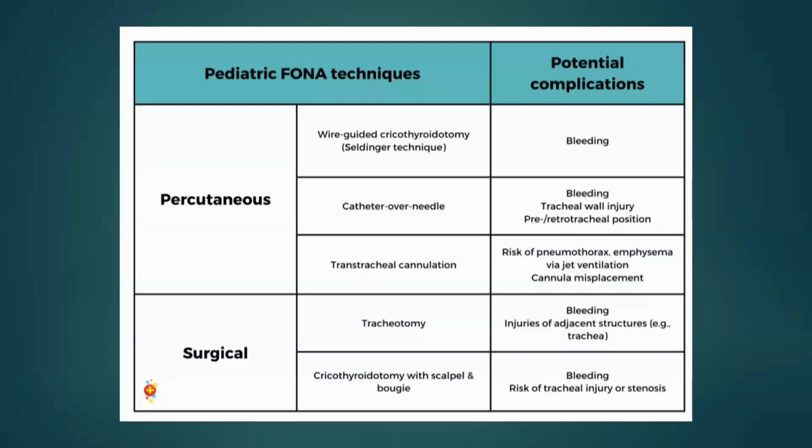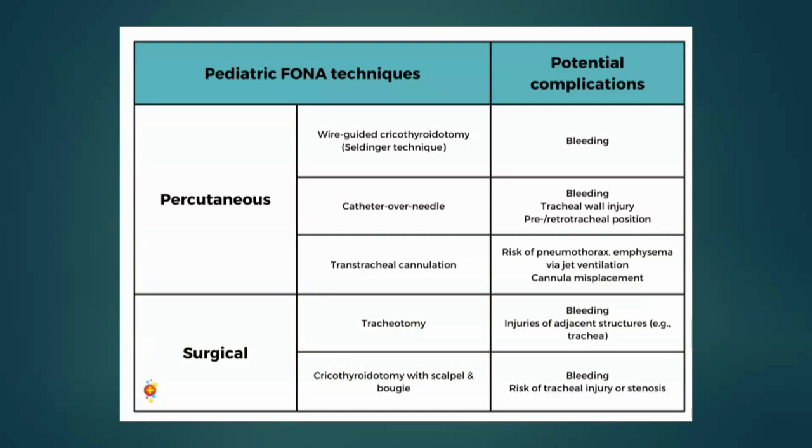So these are some of the pediatric front-of-neck access techniques, as well as the potential complications. For percutaneous, this is for our children from 1 to 8 years old, you're going to be using wire-guided cricothyroidotomies or the Seldinger techniques. You can use a catheter tip over a needle. So you insert a needle into the space and then you put a catheter over. And once again, we're aiming for that space between your thyroid cartilage and your cricoid.